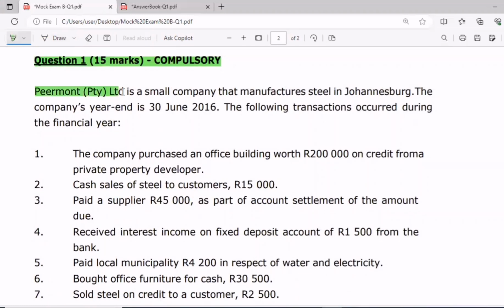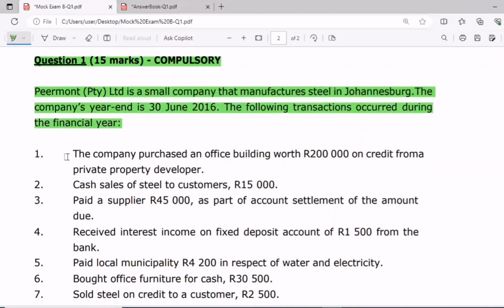Piedmont Pty Limited is a small company that manufactures steel in Johannesburg. The company's year end is 30 June 2016. The following transactions occurred during the financial year. So transaction number 1. The company purchased an office building worth 200,000 on credit from a private property developer.